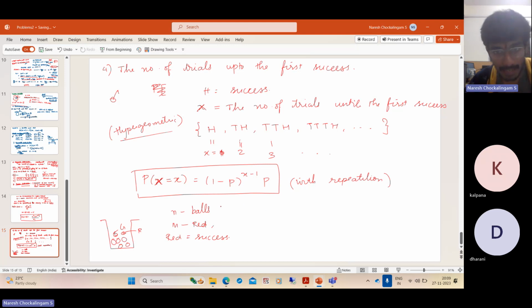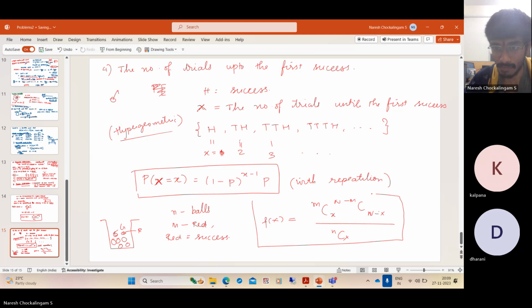In this case, once you have taken a ball out, you don't replace it. So, without replacement, the probability mass function is given as: out of the m, you choose x, and from the remaining, you choose n minus x. In n minus x trials you get failure, and in one trial you get success, divided by NCx. So this is the hypergeometric distribution.